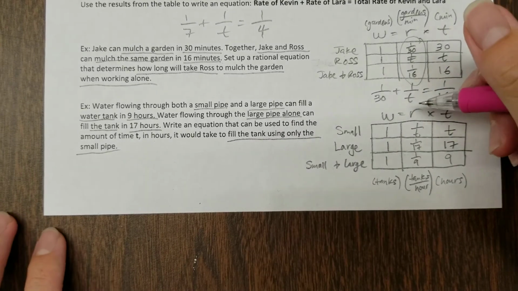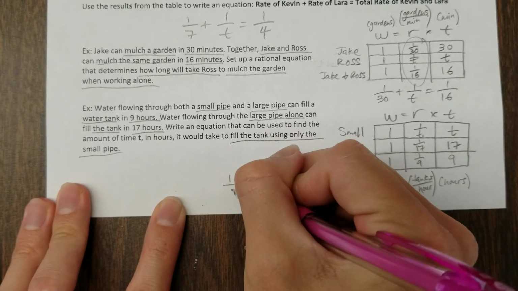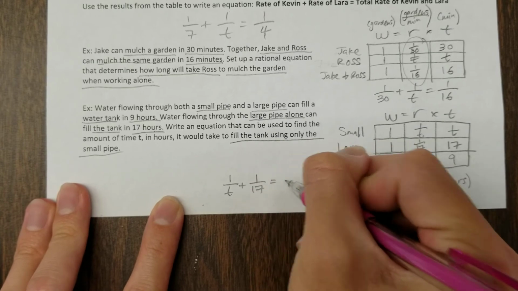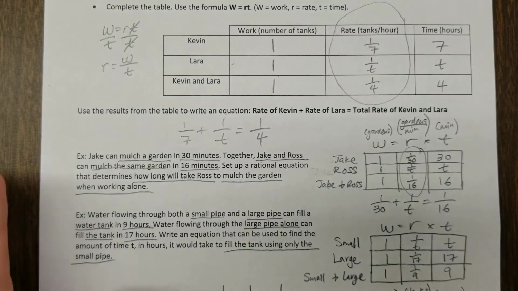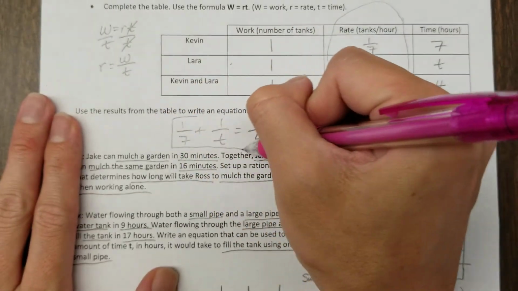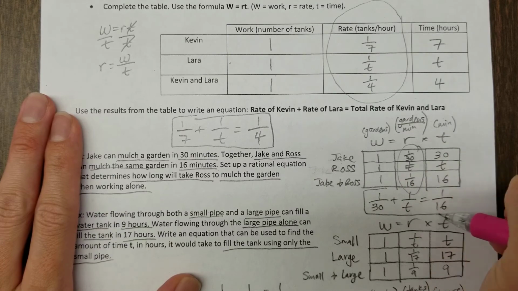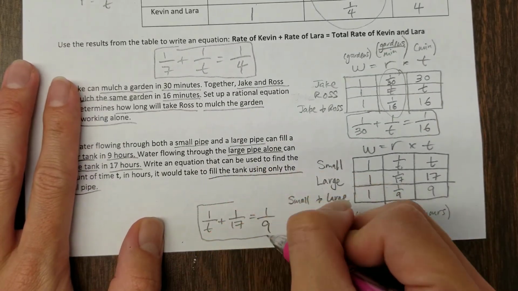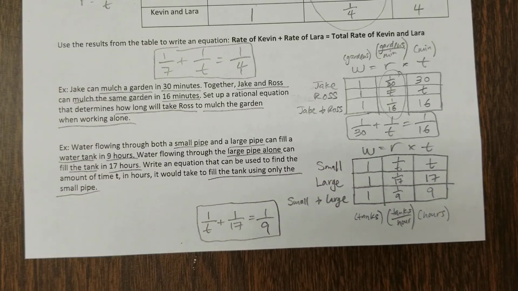Now we can set up our formula. So this means our formula that can be used is going to be 1 over t plus 1 over 17 equals 1 over 9. So these are the expressions. All of these here. These are the ones that can be used to solve for time. And that's good for now.